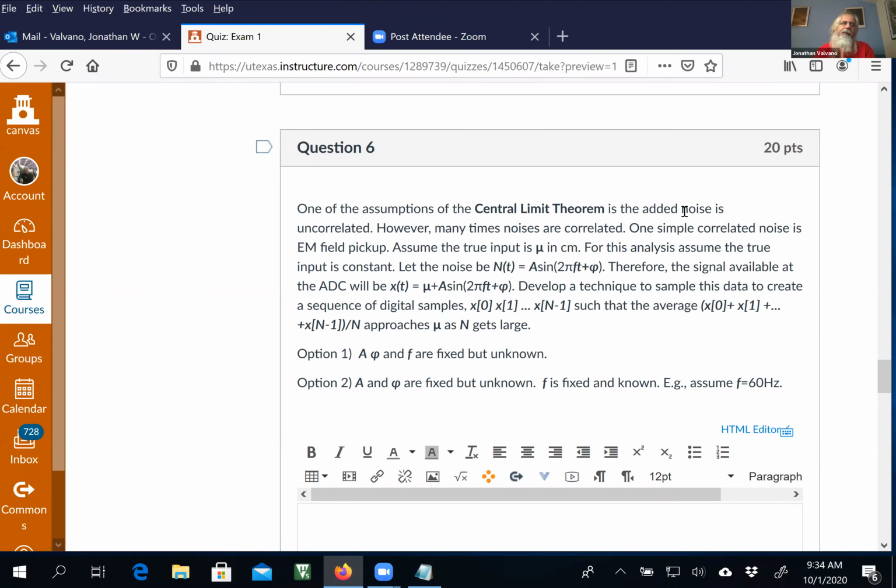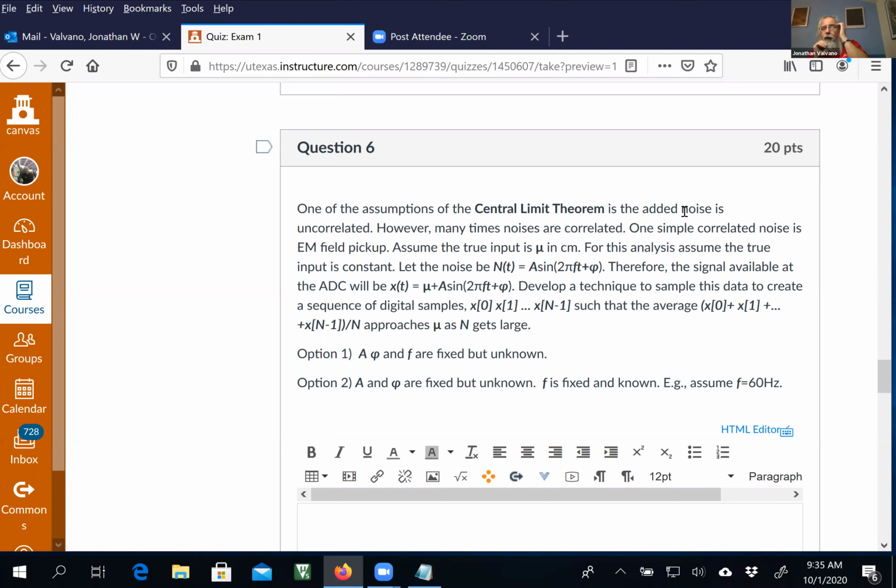I still like the question. I think if I had to do this again, I would say in option one, how could you change sampling so the noises are uncorrelated? That would have been a better question, rather than develop a technique to sample. Rather than going into a long diatribe about a 60 hertz notch filter or whatever, which solves the problem, so you got credit for 60 hertz notch filtering, but what I was looking for was a way to change sampling so the noise is uncorrelated.